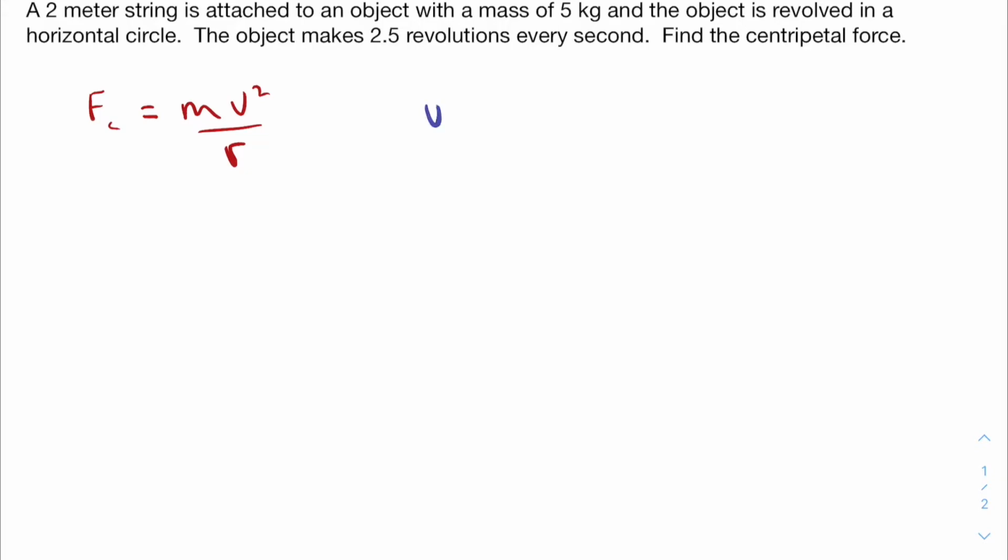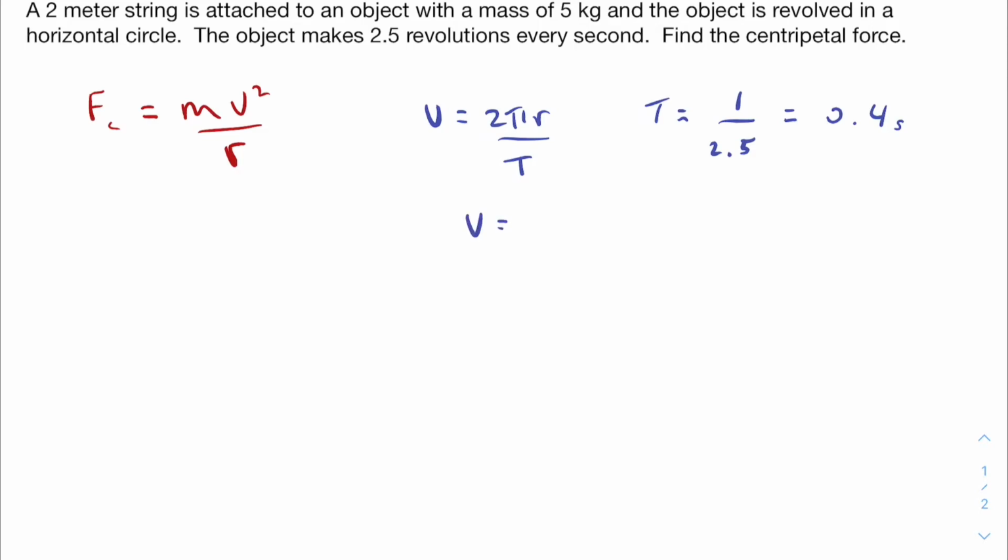From the previous video, we know that v is equal to 2 pi times the radius of the circle divided by the period. Reading the problem again, we see that the object makes 2.5 revolutions every second. This is the frequency, and since the period is equal to 1 over the frequency, we can divide 1 by 2.5 to find that the period is equal to 0.4 seconds. This means that it takes 0.4 seconds to make 1 revolution.